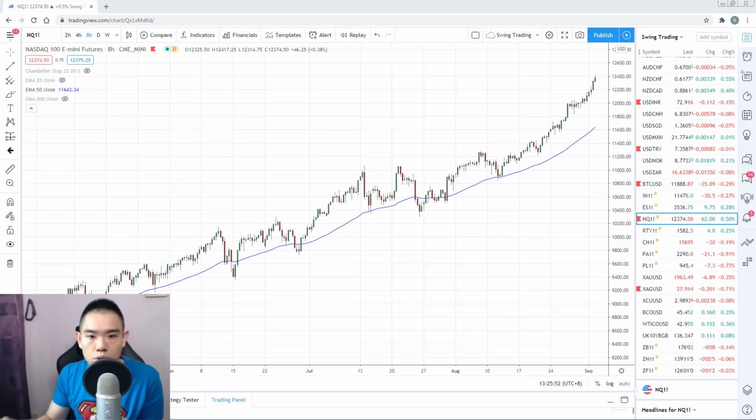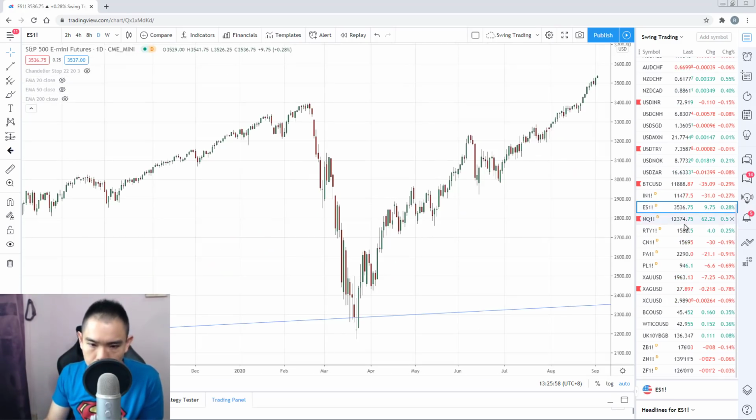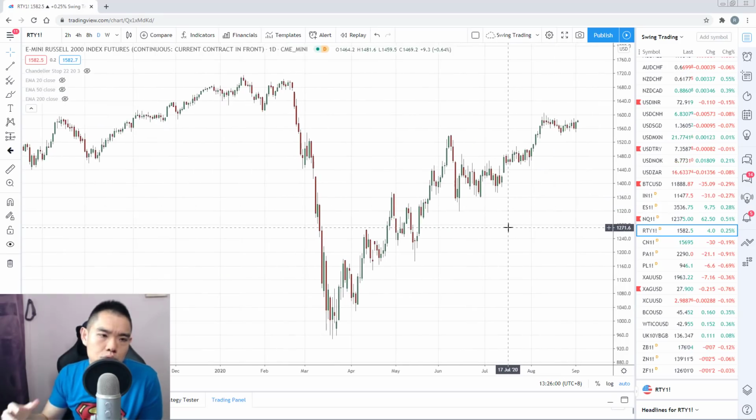So you can see that this is not the only bullish stock market out there. If you look at the S&P, if you look at I think the Russell 2000, generally most of them are in an uptrend. So still bullish on the stock markets.